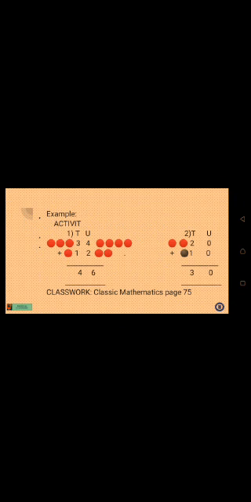Let's move to example 2. Remember, we must start from the what? The unit side.